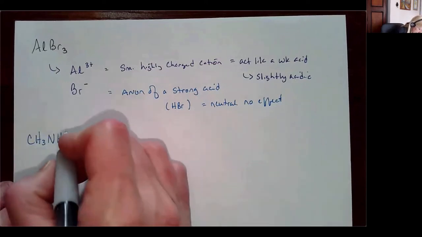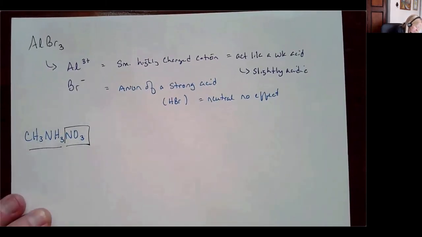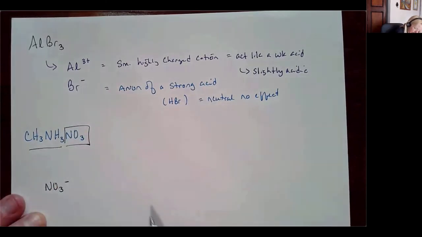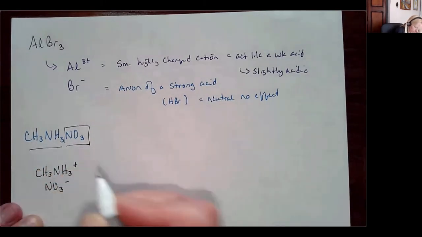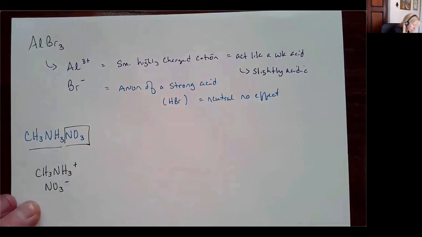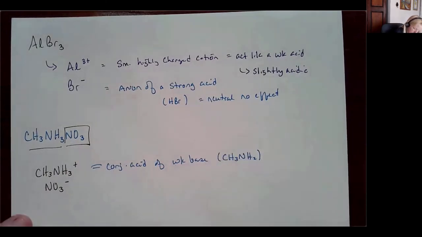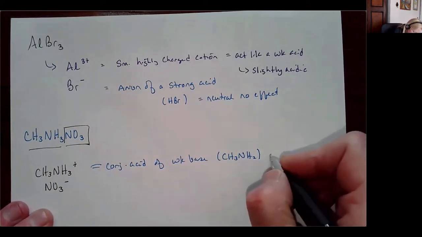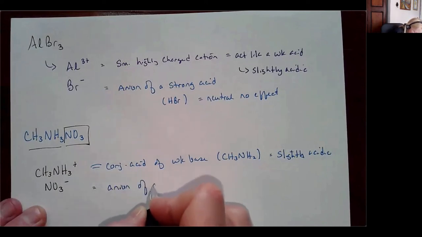So I recognize this guy. This is the nitrate polyatomic ion. And then this whole thing here is going to be positively charged because NO3 is going to have a negative charge. So that means CH3NH3 is going to have a positive charge. This is going to be one of those conjugate acids of a weak base. And that weak base is CH3NH2, so methylamine. So if this is acting like a conjugate acid of a weak base, then that's going to make it slightly acidic.